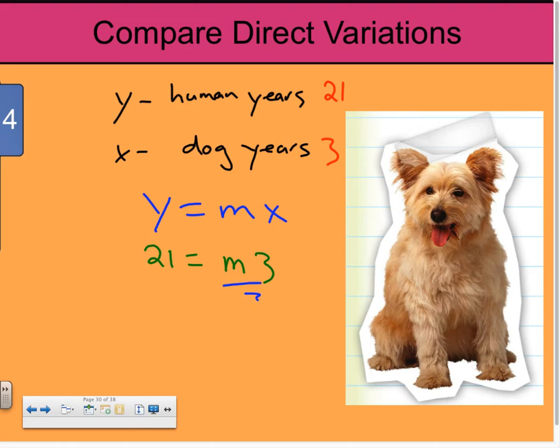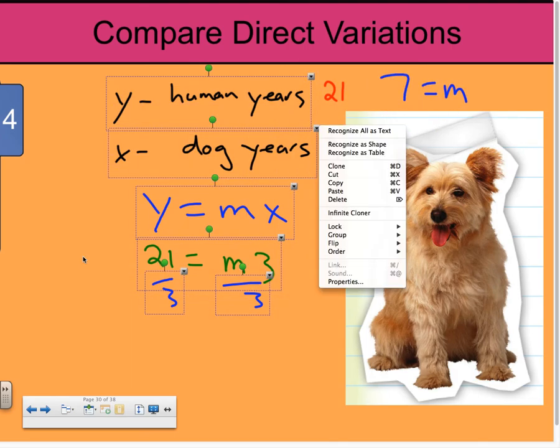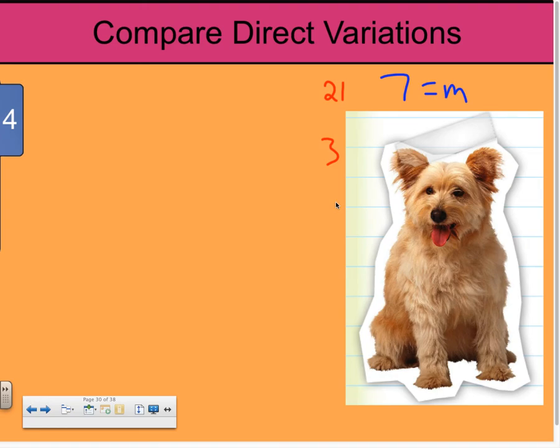So I divide by 3, and I get my slope, or my constant rate of change, or my unit rate is 7. So now check this out. Now that I've done this work, okay, I can rewrite an equation. I can now say that Y equals 7X. Now that I found my slope, I can write an equation. Now I can use that equation to solve the next part.